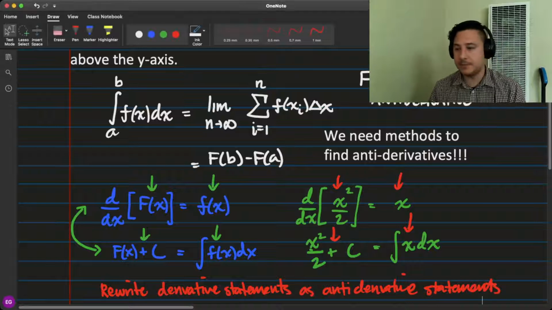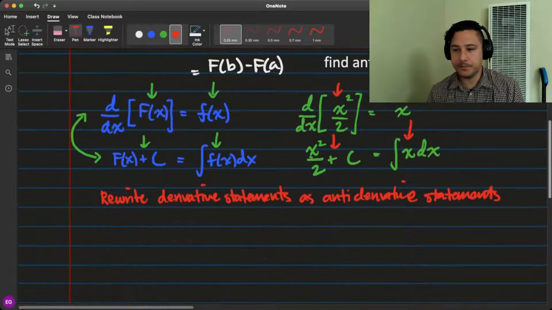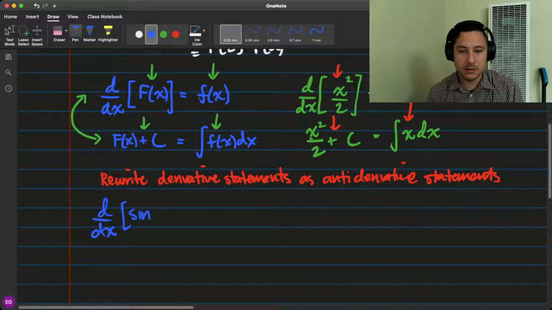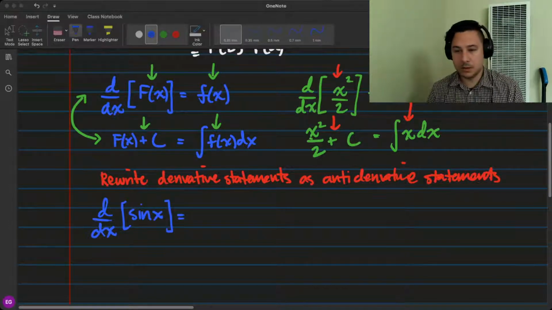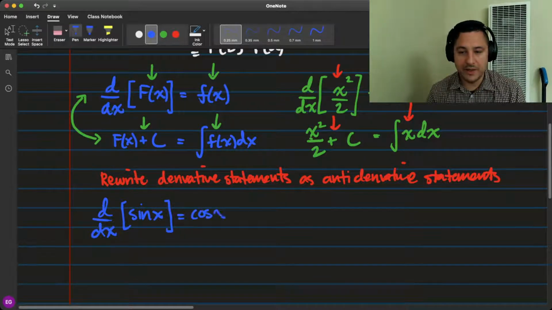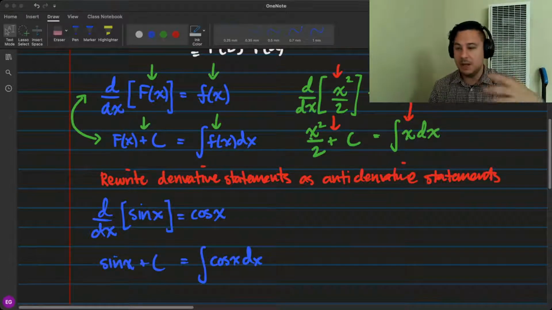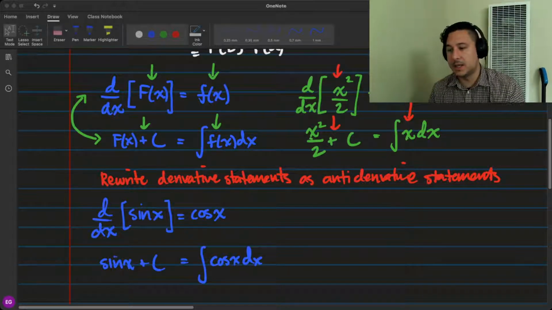Quick example, one more. What's the derivative of sine? Cool. If the derivative of sine is cosine, that means that the antiderivative of cosine is sine. You now have an antiderivative. The derivative of cosine is minus sine, so you have those two switched.